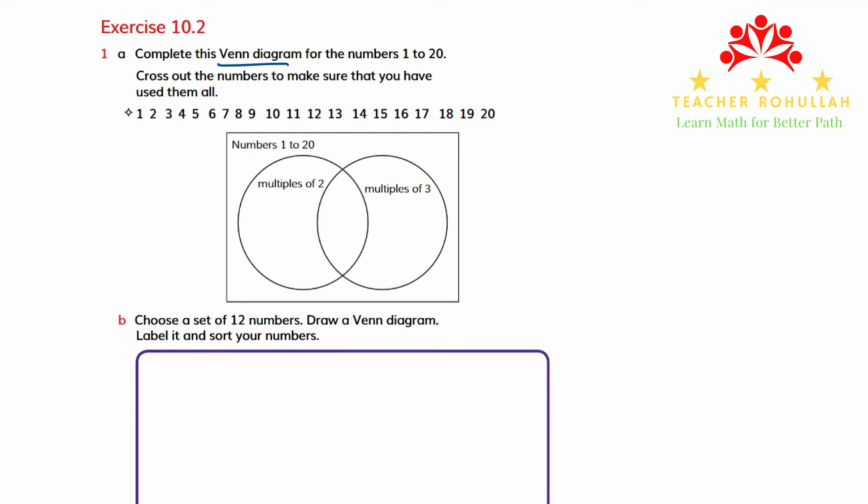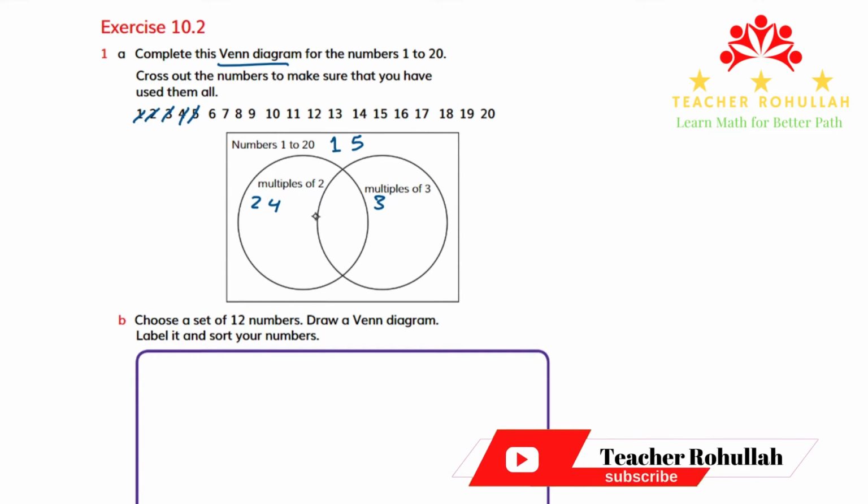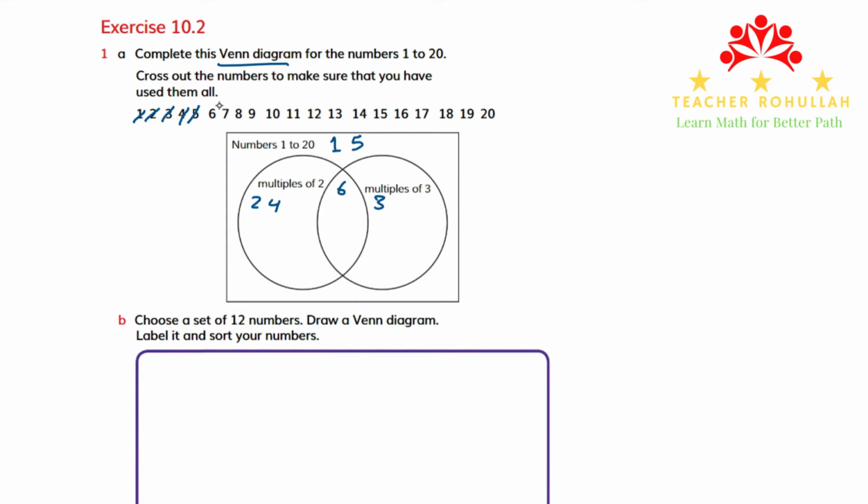Well, let's start with 1. 1 is not a multiple of 2 and also not a multiple of 3. We will put 1 outside the circles. So 1 here, I will cross 1. 2 is a multiple of 2. I will put it on the circle to the left. I have to cross because I say cross so that you should use all of them. And 3 is a multiple of 3. So I should cross. 4 is a multiple of 2. Let me cross. 5 is neither multiple of 2 nor multiple of 3. So I will put it outside. Okay, so let me cross this. 6 is both a multiple of 2 and a multiple of 3. So I have to put it in the center here. Well, let me cross 6.